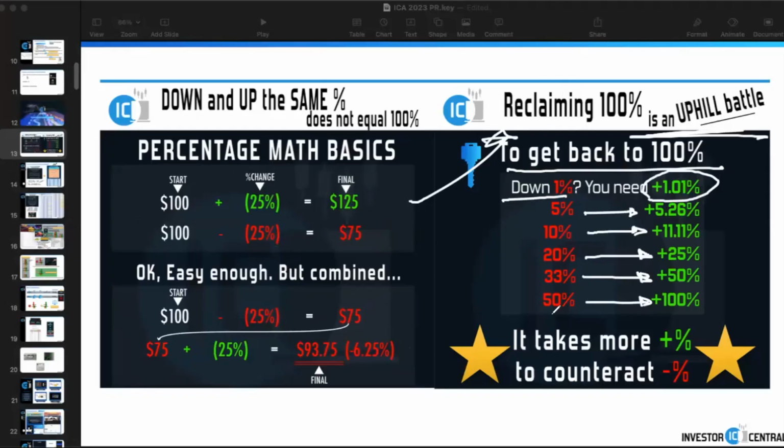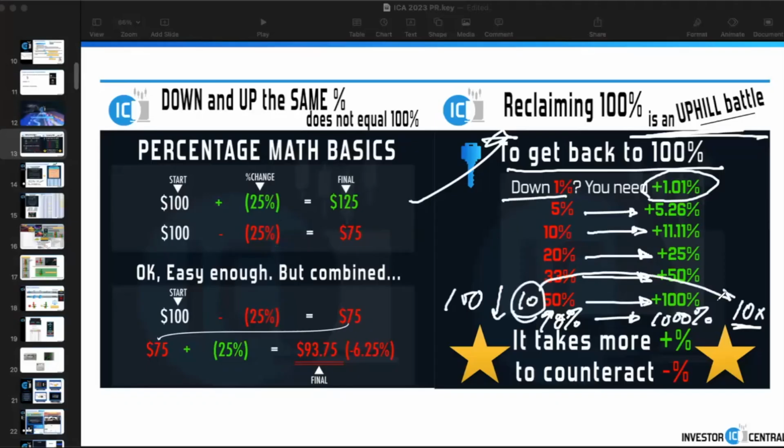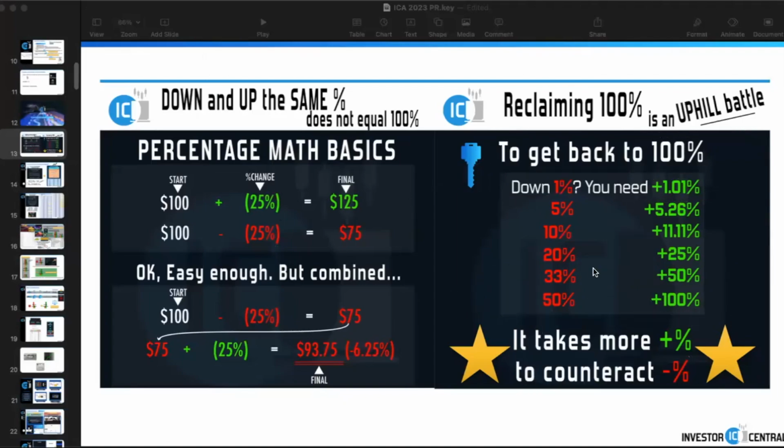And here's one to really consider. 90% down means you need 1,000% to come back. You need a 10x return, okay? So if your $100 went down to 10, you need to multiply 10 by 10 to get back to 100. What this means is it takes more return to counteract any sort of loss. That's something really important to consider. Anytime you have a percentage down, coming back takes more, okay? And the more you are down, the more it takes to come back.